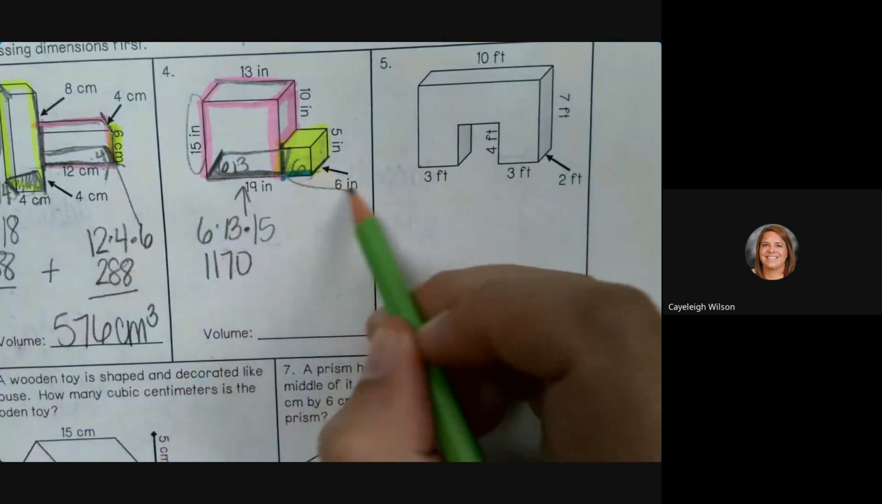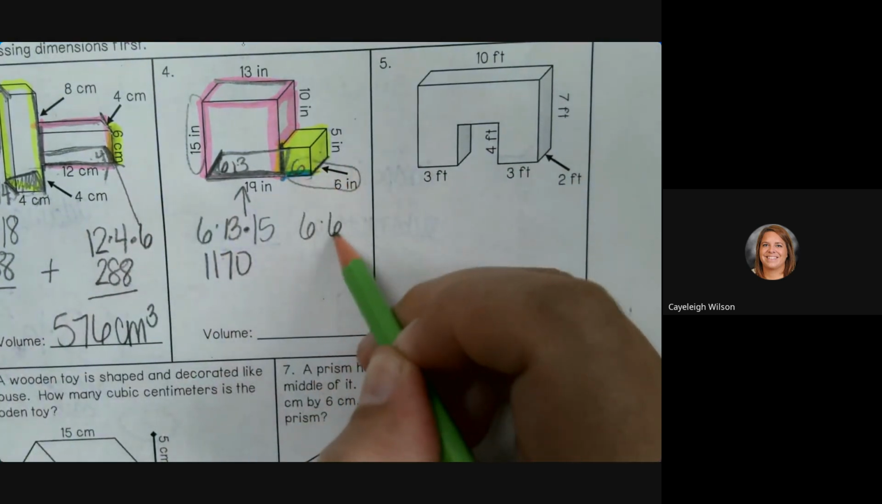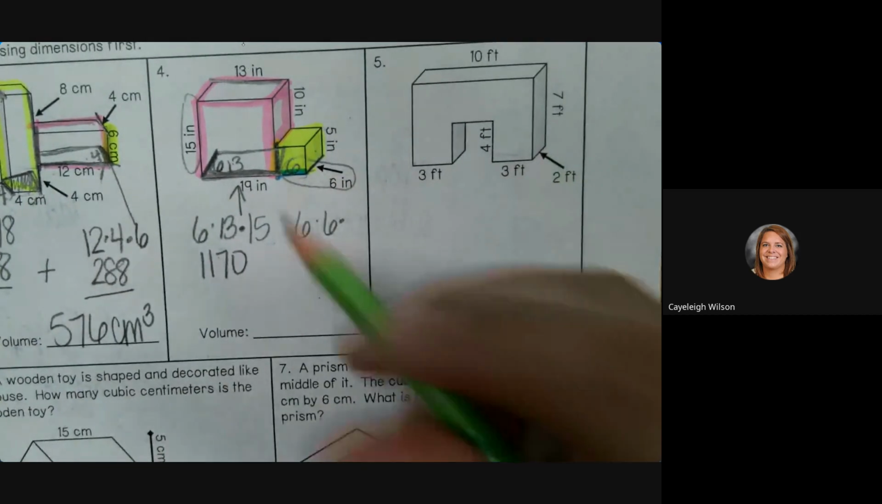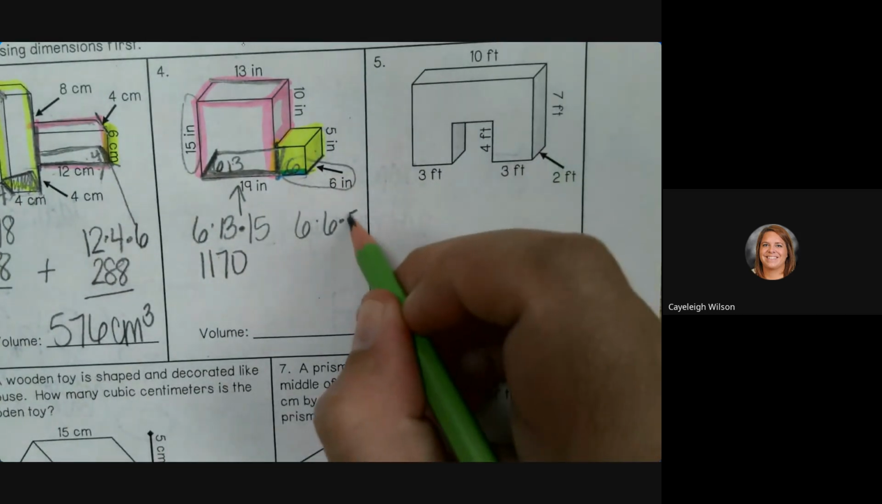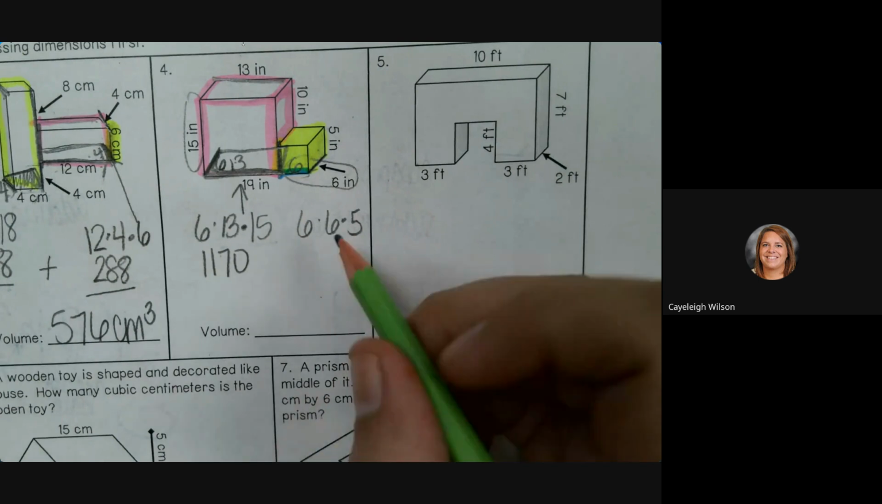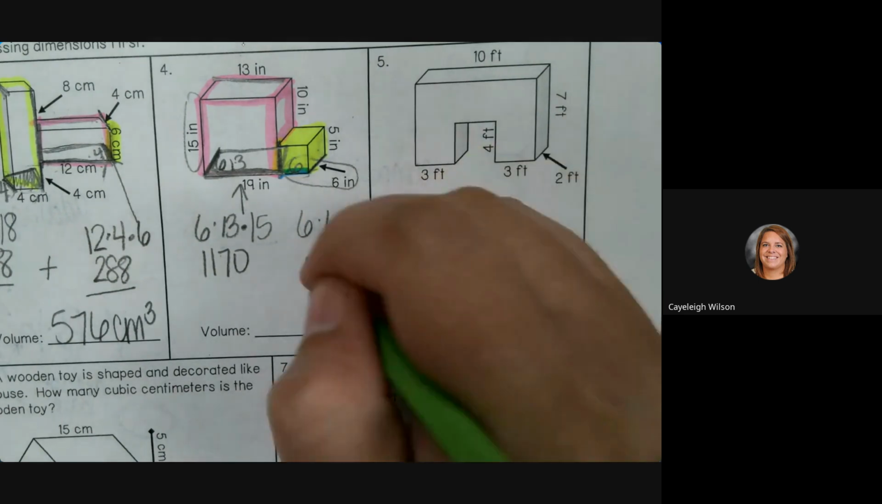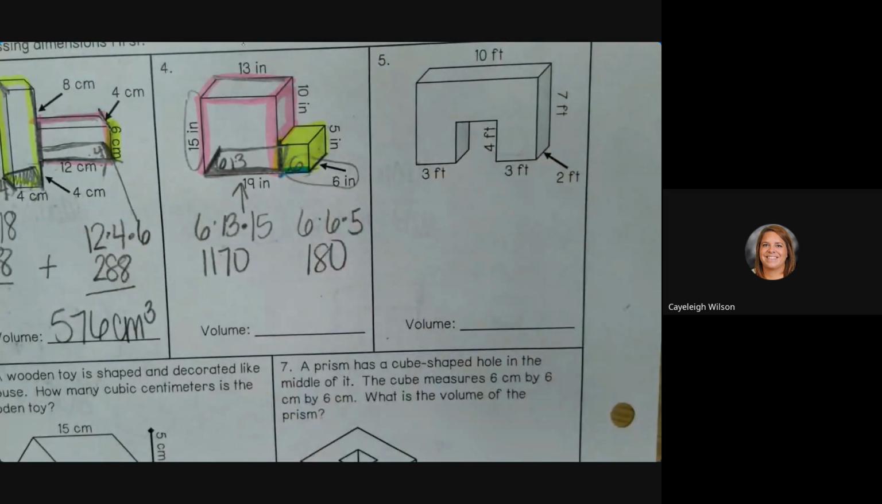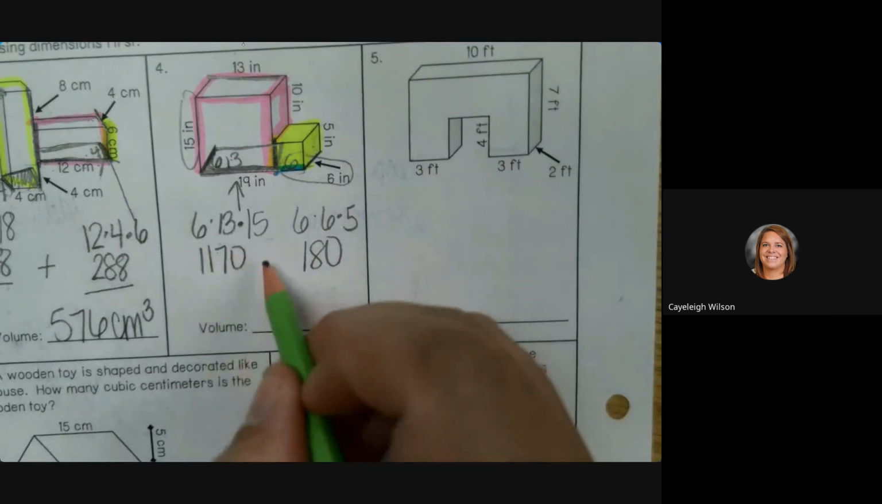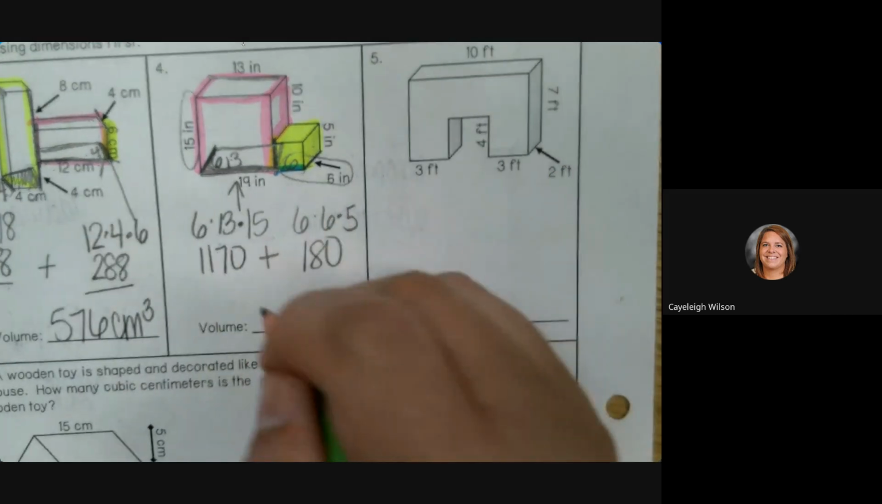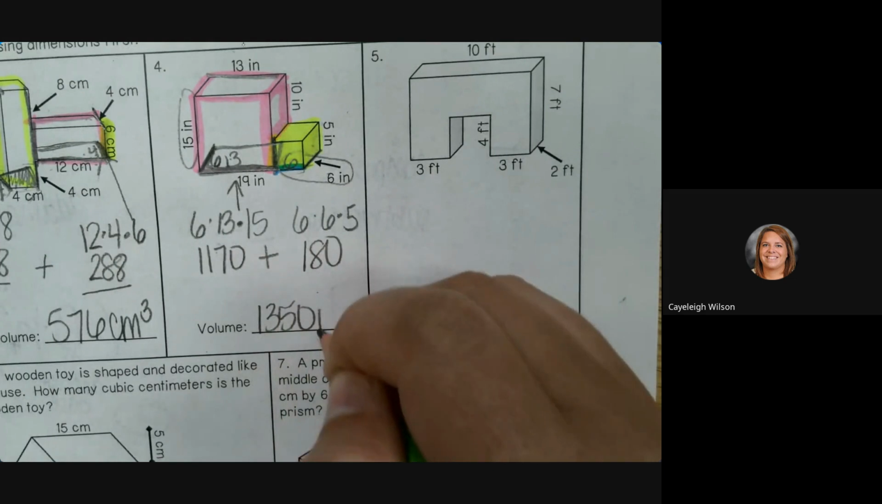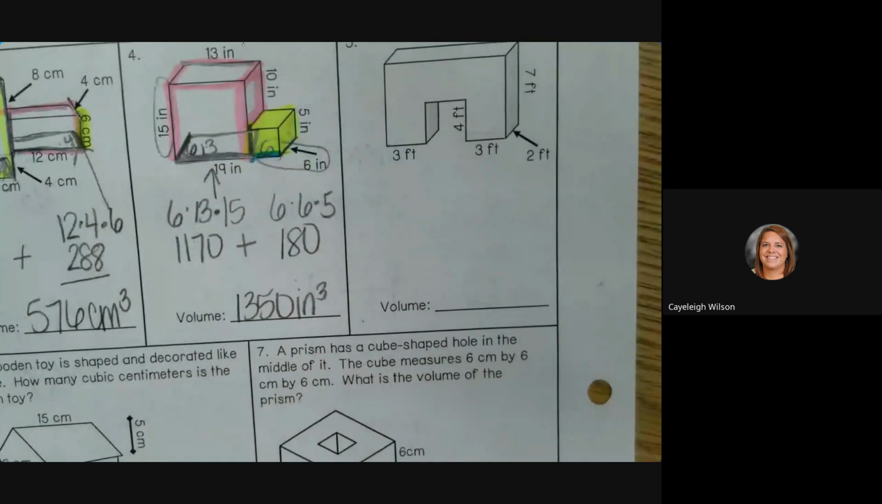So then your area of your base is 6 times 6. How tall is the yellow shape? 5. That rectangular prism has a height of 5. So 6 times 6 times 5 is 180. So then 1170 plus 180 is 1350, and that's inches cubed. Anybody get that?